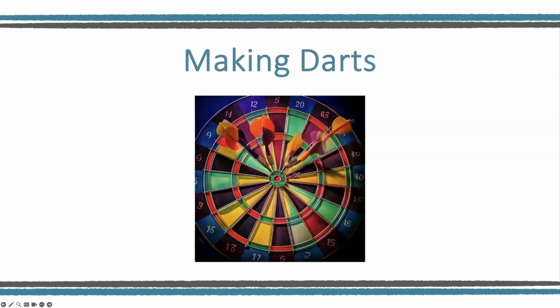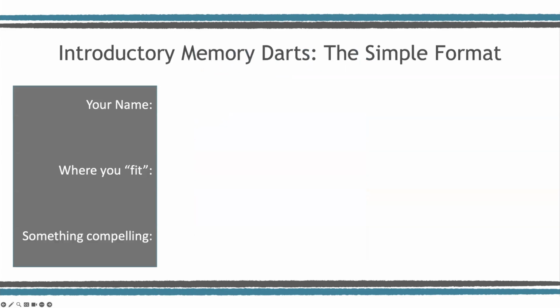So, how do we do that? How do we move from too much information? How do we move from telling and selling to making vivid, memorable little word packages? Well, it's really kind of simple. At least the structure or the format is very simple. Your introductory memory dart is simply three things: your name, where you fit in the world.